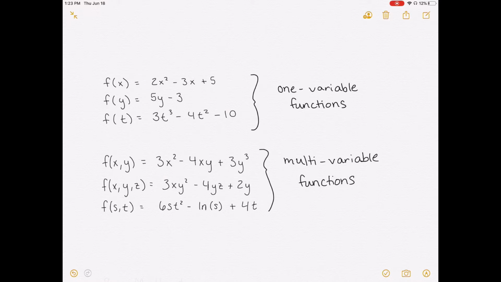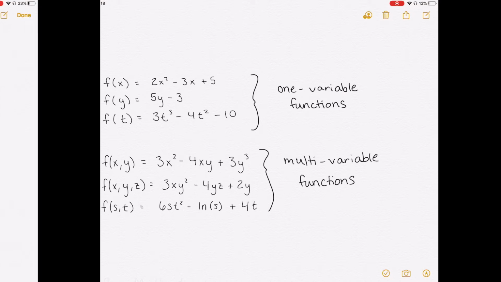What we need to do is make these multiple variable problems into just one variable problems. And the way that we do that is by holding the other variables constant and taking the partial derivative with respect to just one variable. So let's see how that's done.